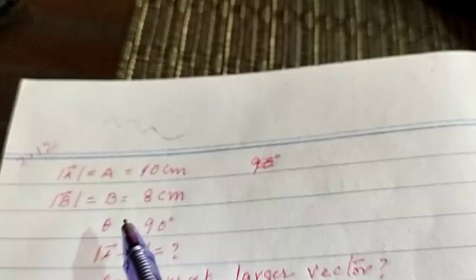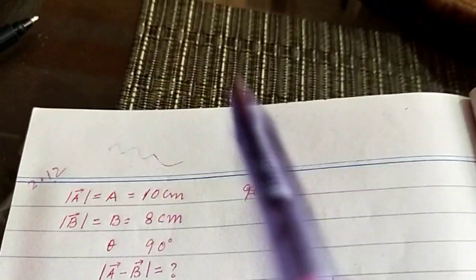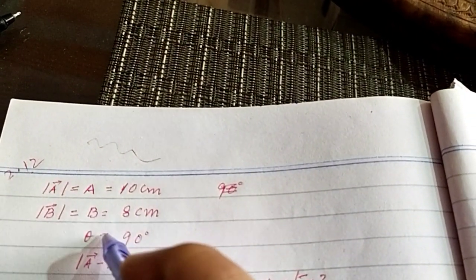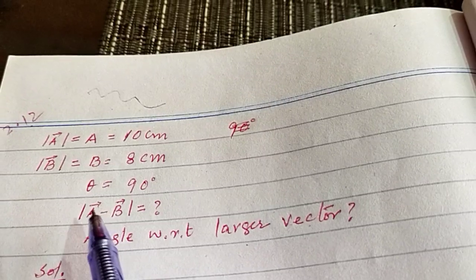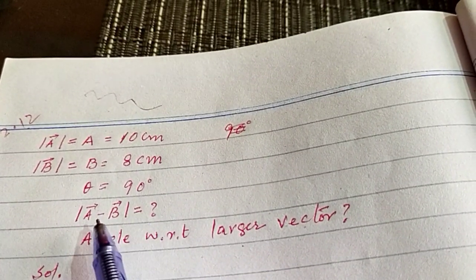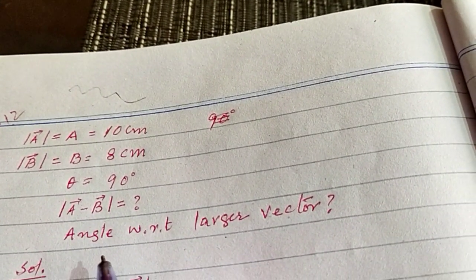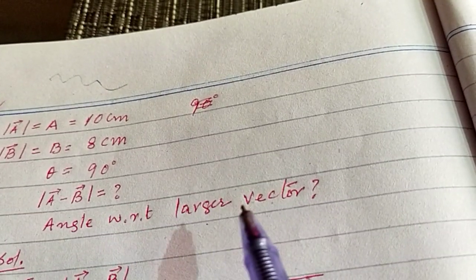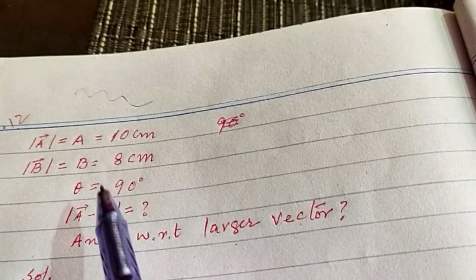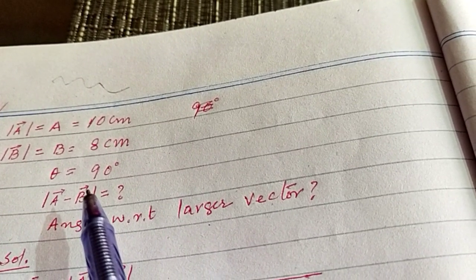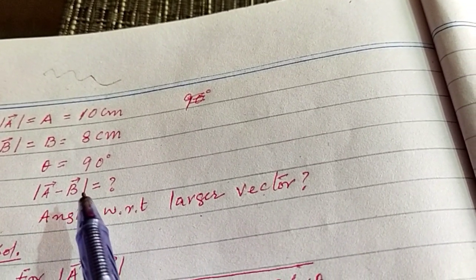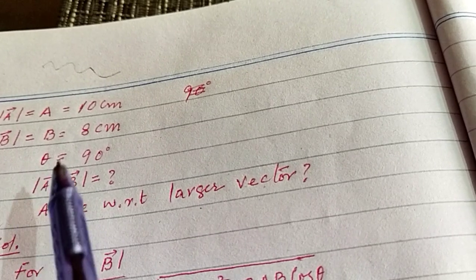Angle between these two vectors is 90 degree, and you have to calculate number 1, the magnitude of their difference and angle with respect to larger vector. Difference means a minus b, vector a minus vector b, and if you want to calculate its magnitude, then it becomes mod a minus b.